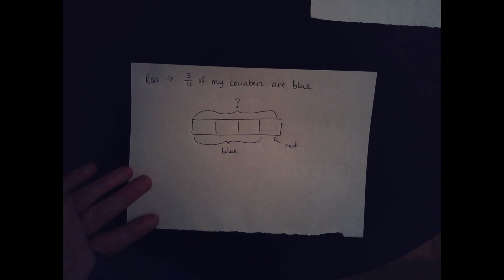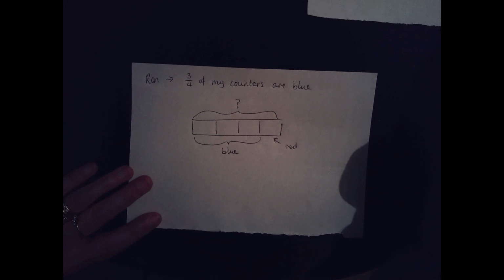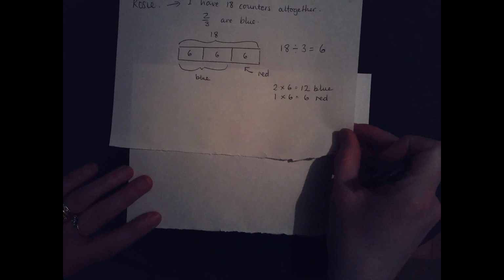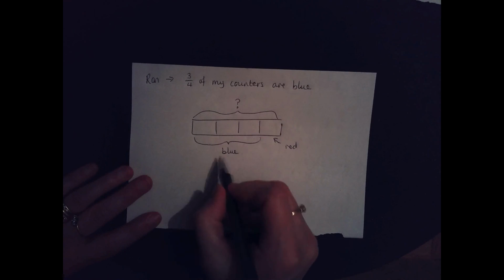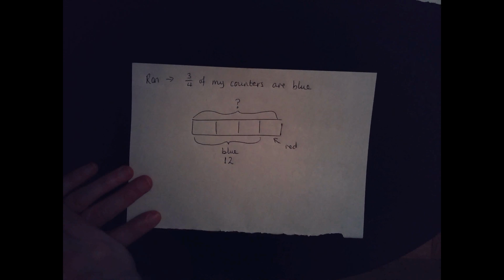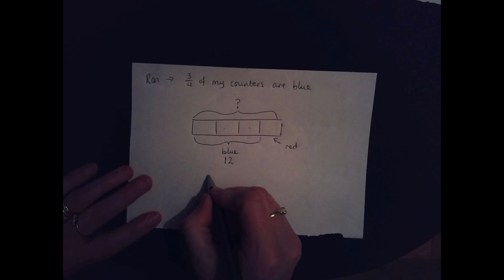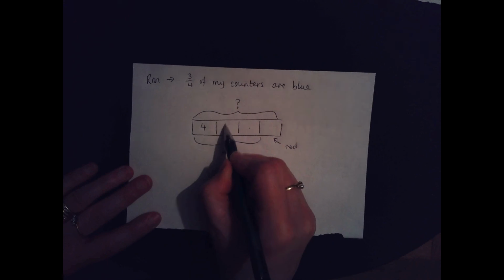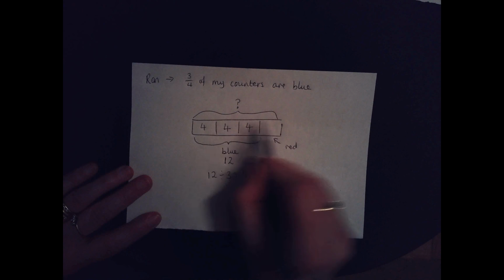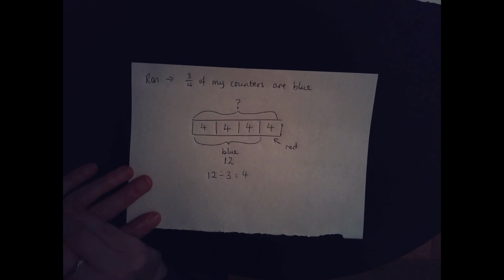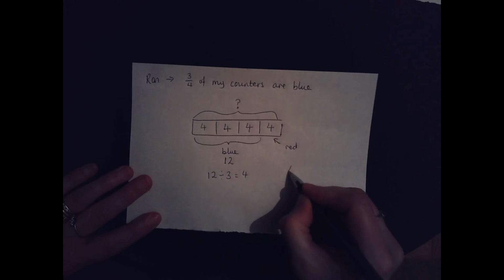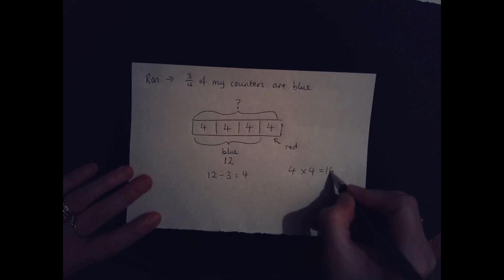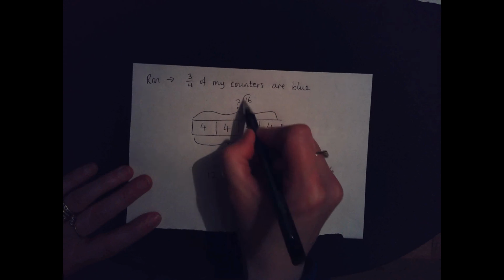Now we know that Rosie and Ron have the same amount of blue counters. We've just worked out that Rosie has 12 blue counters. So this, as well as being blue, is also equal to 12. We've got 3 there, so 12 divided by 3 equals 4. So that is 4, that is 4, that is 4. So this means this must be 4 as well. Now, it's asking for the total. So we now can do 4 times 4, which is 16. So this question mark here is 16.